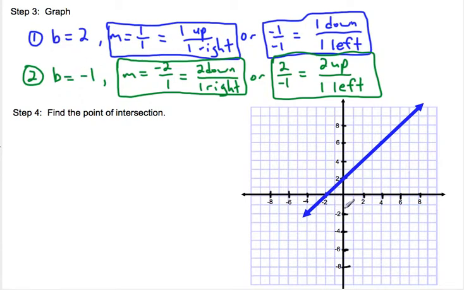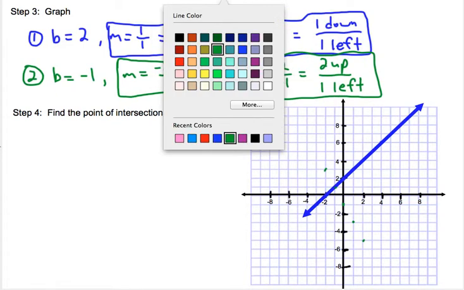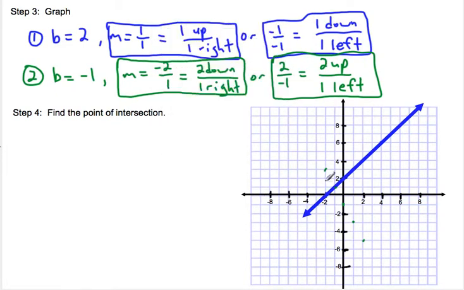The intercept is at negative 1, so I'll make a green dot at negative 1. The slope is down 2, right 1, so down 2, right 1. Now I can keep going that way, but the point of intersection is going to have to be up here. So I'm going to go up 2, left 1, which is right there, and that is the point of intersection. So I'm going to make my line now. So same stuff except green.